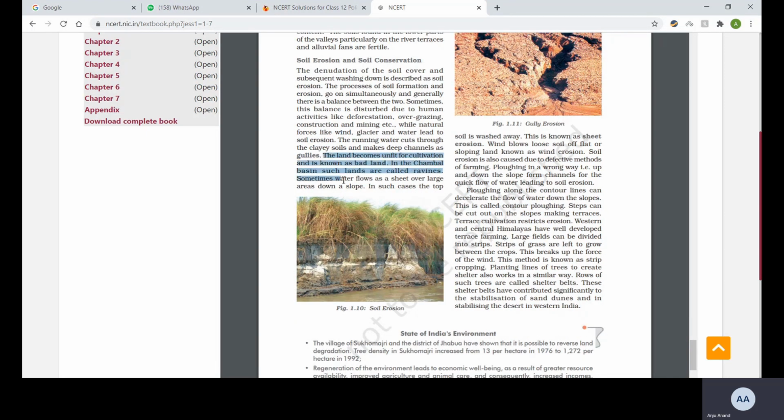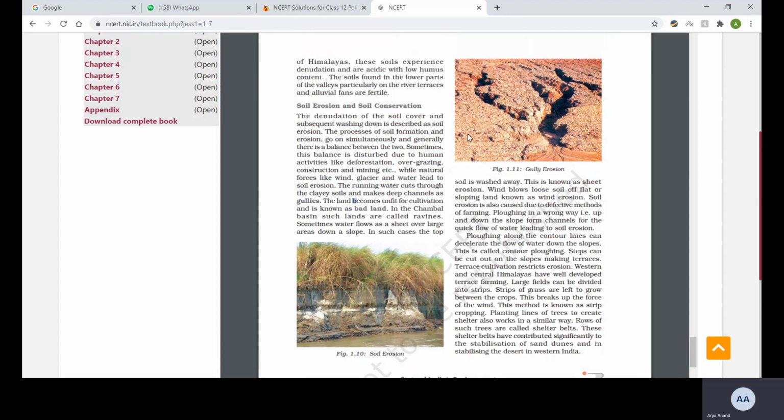Whenever the land becomes unfit for cultivation, sometimes the land degradation takes place to such an extent that that particular land cannot be used again. That land is lost, so that is called badland. Such badlands in the Chambal Valley are known as ravines. Here you can see ravines.